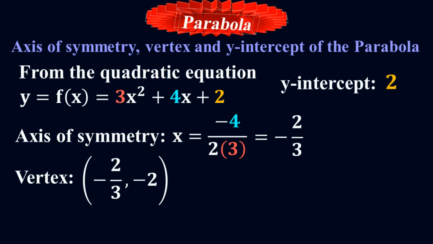Y-intercept is plus 2. This 2 is my y-intercept. Why do we call it y-intercept? Because it is the point where the graph intercepts the y-axis. That's why it is called y-intercept.